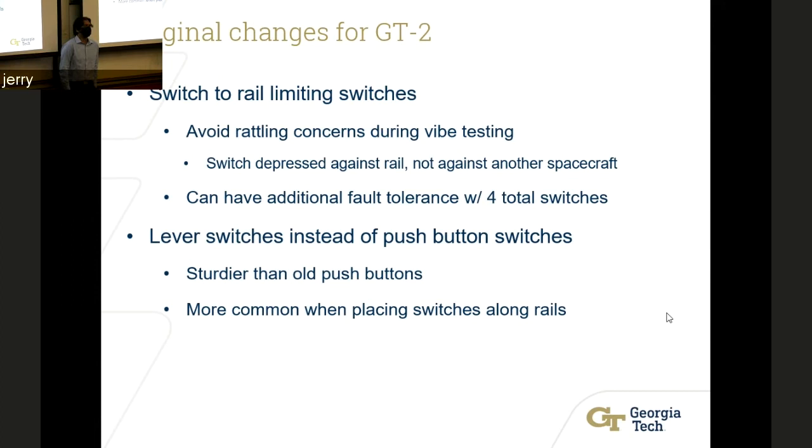Additionally, because of the existence of separation springs on the -Z wall of our CubeSat, we only had 2 push button switches, so that was a single point tolerance. However, by placing switches on the walls of the CubeSat, we could fit way more switches, so we could have more fault tolerance, and our goal was to have around 4 total switches.